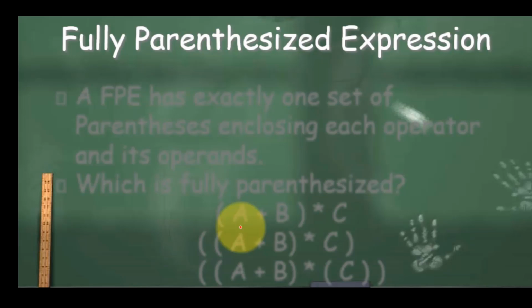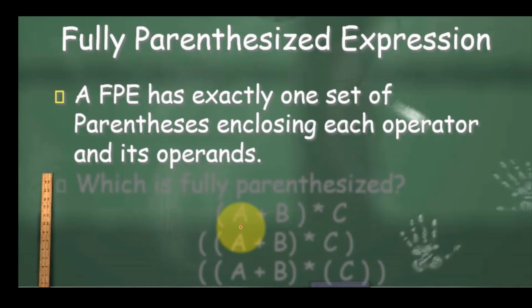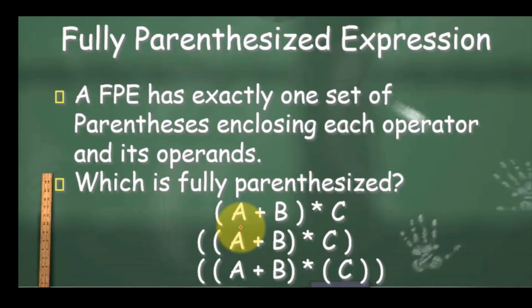Alright, now with the use of FPE or fully parenthesized expression, it has a set of parentheses including each operator and the operands. Okay, let's have here an example. Which one do you think is the fully parenthesized? As you can see here, they're all parenthesized. So what's the answer of this one? Actually, this one. This is the fully parenthesized. Okay, not this one. Not this one.